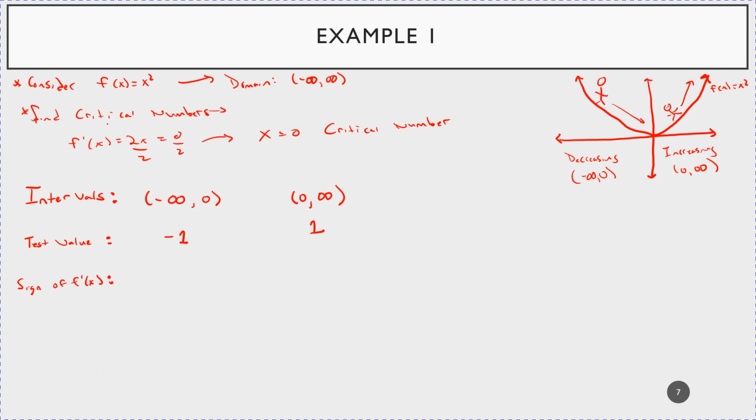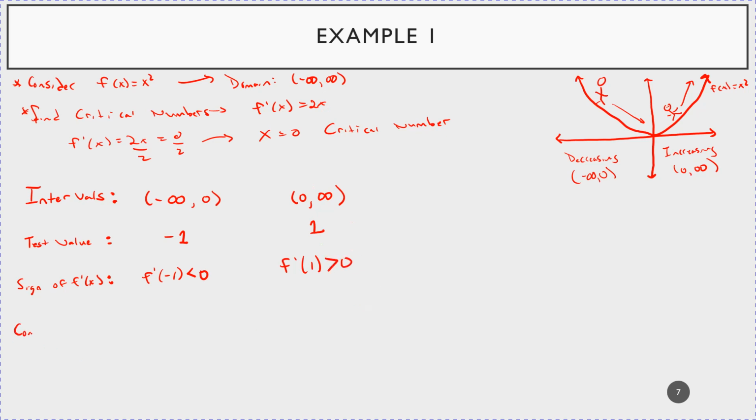Well, just so we're clear here, what is f prime? So f prime of x is just 2x. So f prime of negative 1, well, you're not actually interested in the value, you're only interested in the sign. So 2 times negative 1, well, that's less than 0, okay? So it's negative, that's what that's implying there. And then f prime of 1, well, 2 times 1 is 2, that's greater than 0.